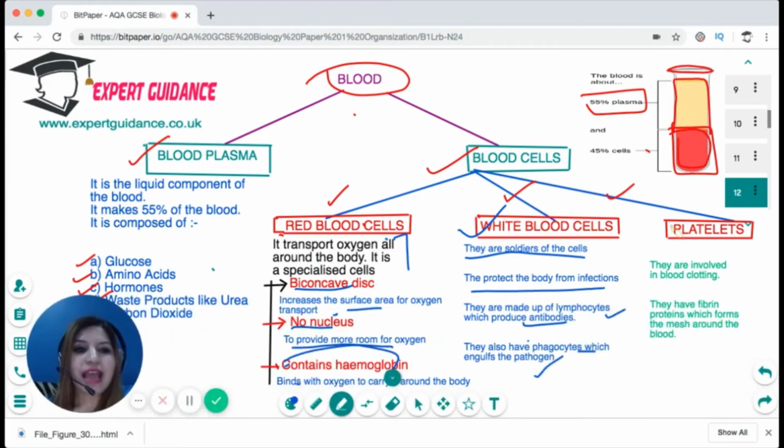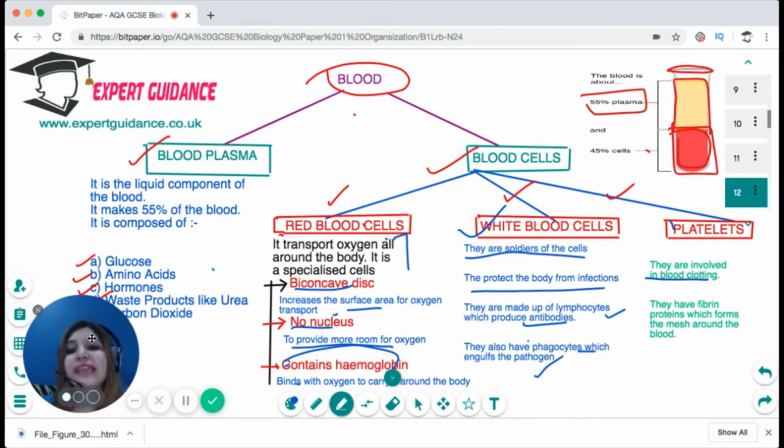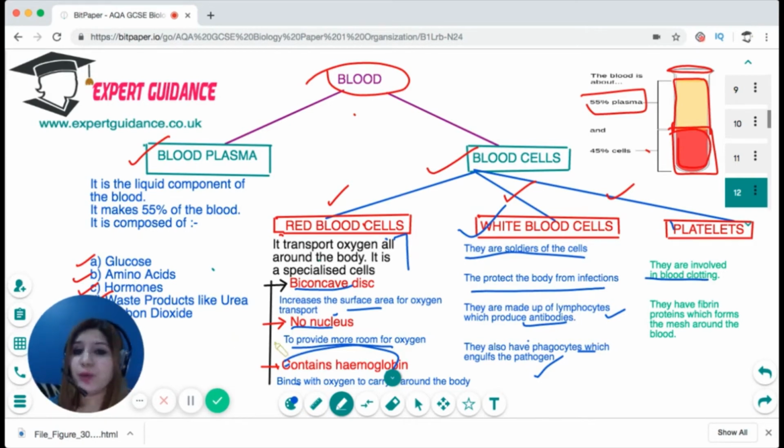And then we have the platelets. They are involved in blood clotting. They have fibrin proteins which form a mesh around the blood and prevent the excess blood from flowing out by forming a clot. So I hope you will remember what the different cells and their functions are, what the function of the blood plasma is, and what the different components of the blood are.